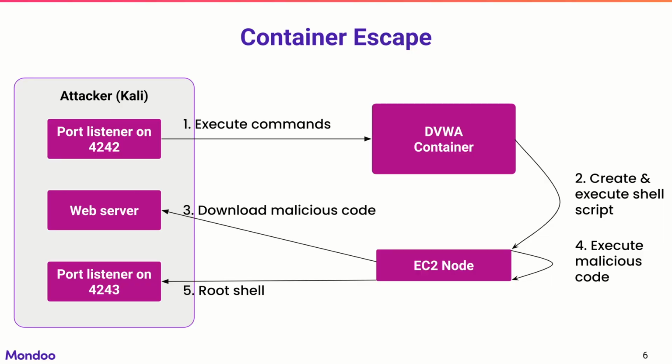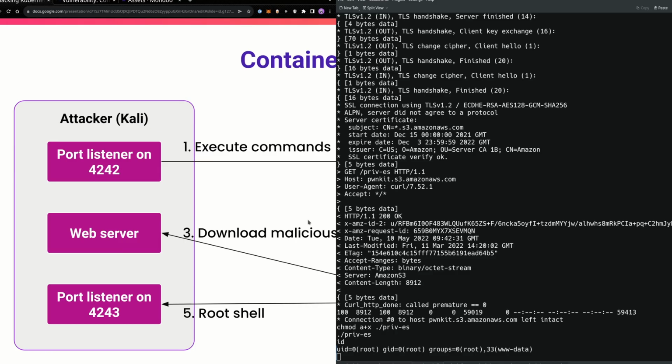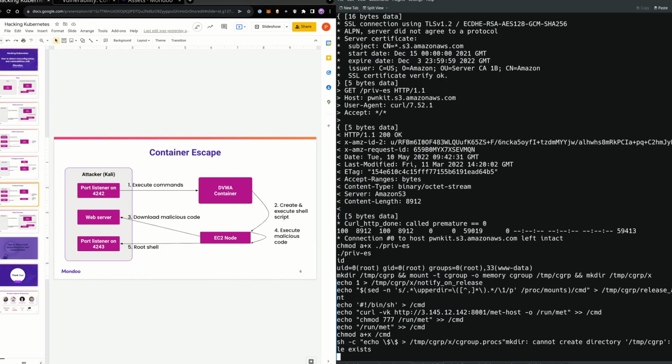In order to perform a container escape, we need to issue a few commands to create and execute a new cgroup and a shell script. The shell script downloads a malicious binary from the attacker's web server and executes it afterwards. The execution of the malicious binary establishes the shell connection from the Kubernetes node to the attacker's machine.